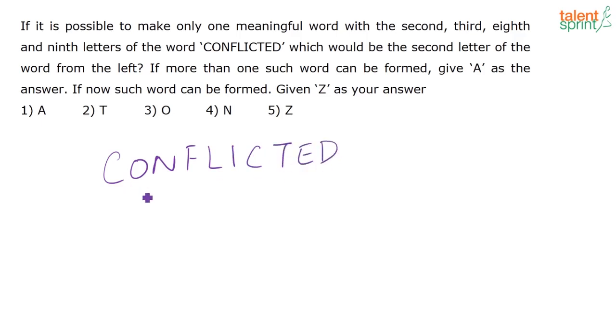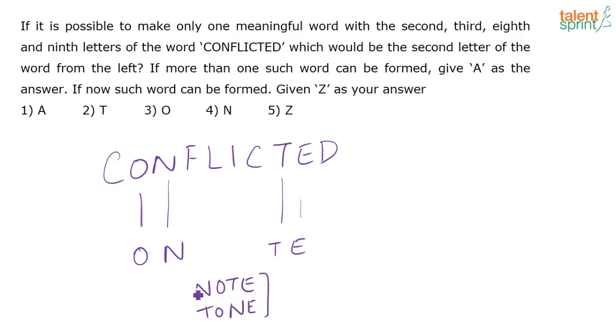Now, which are the 2nd? You are taking the 2nd, the 3rd, and then the 8th and the 9th. Okay, so these are the letters that you are taking, O, N, T and E. Now what are the meaningful words that you can form with this? You can either say note or tone, correct? You can form 2 meaningful words with these letters.